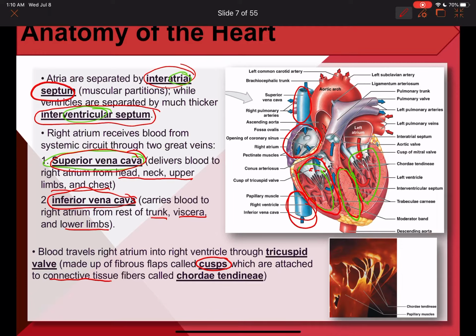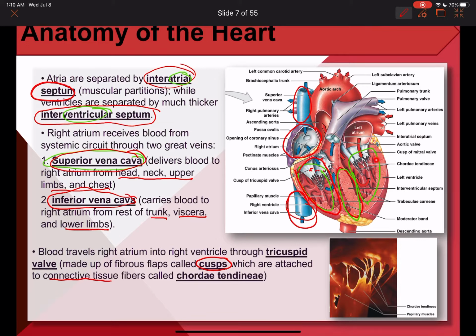This is another distinguishing feature for how we can tell whether we're looking at the right ventricle versus the left ventricle: by how many cusps these valves have. The right side always has the tricuspid, three cusps. The left side always has two cusps.